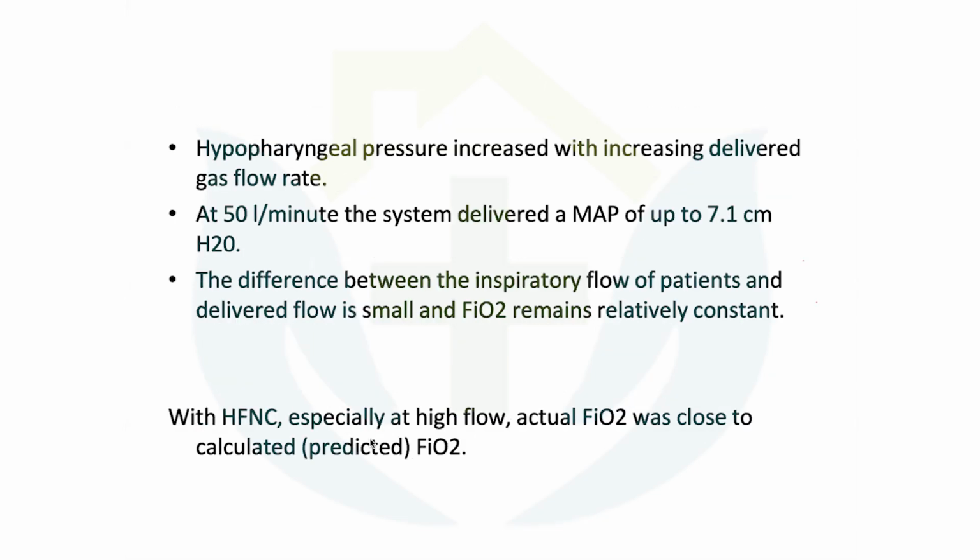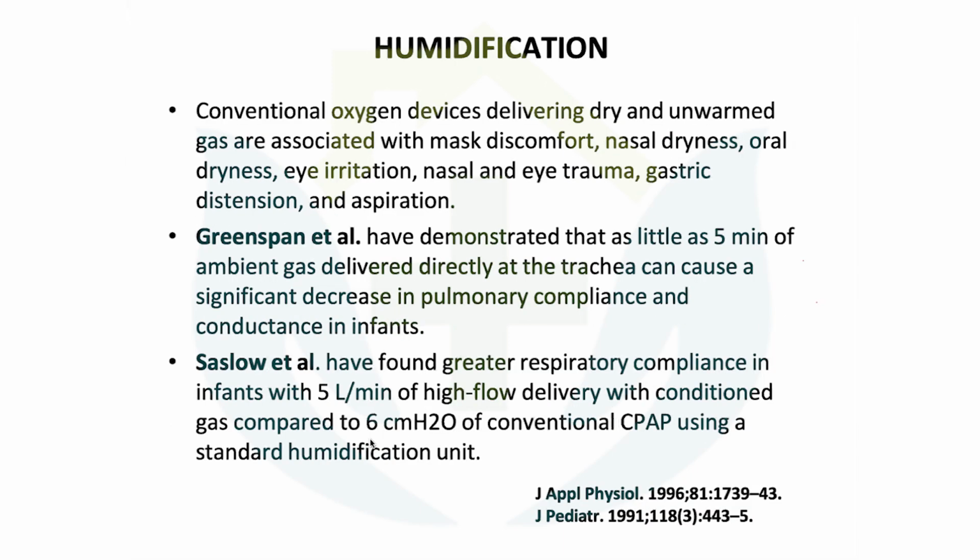Okay. So with HFNC, especially at high flow, the actual FiO2 is close to the calculated predicted FiO2. So if you want to achieve high FiO2, then you have to keep the flow on the higher side.